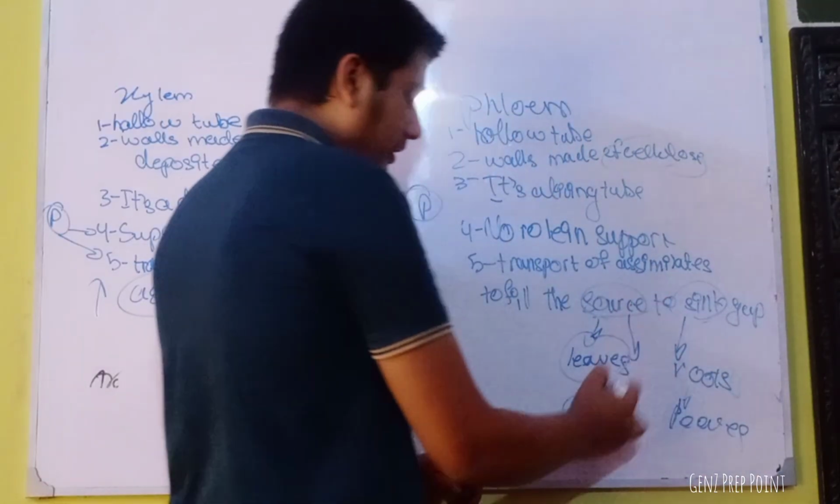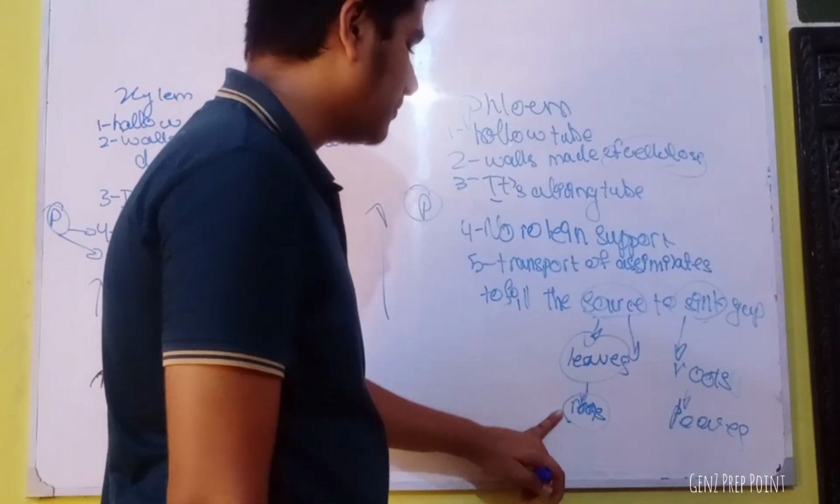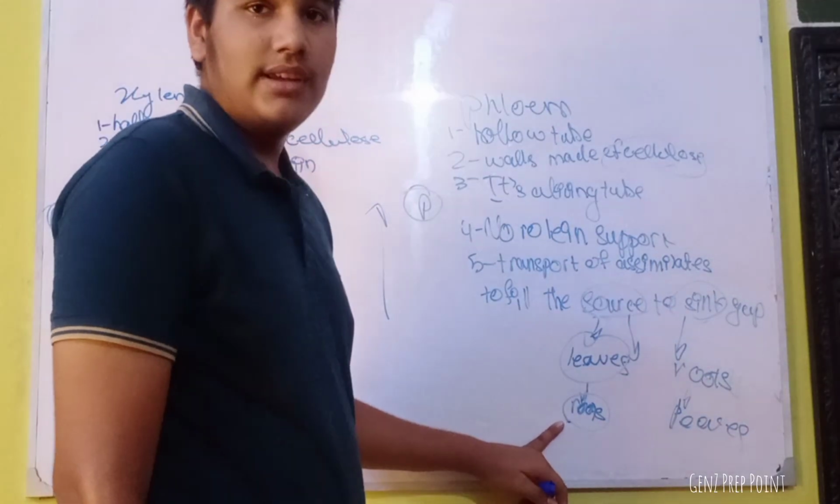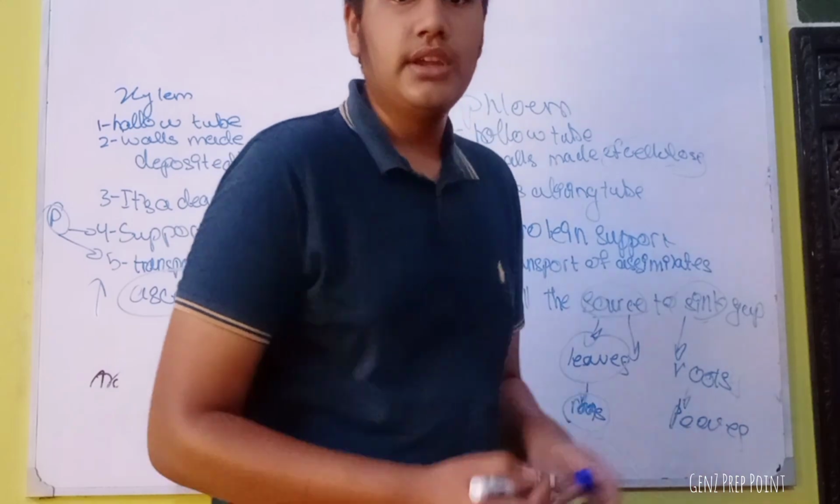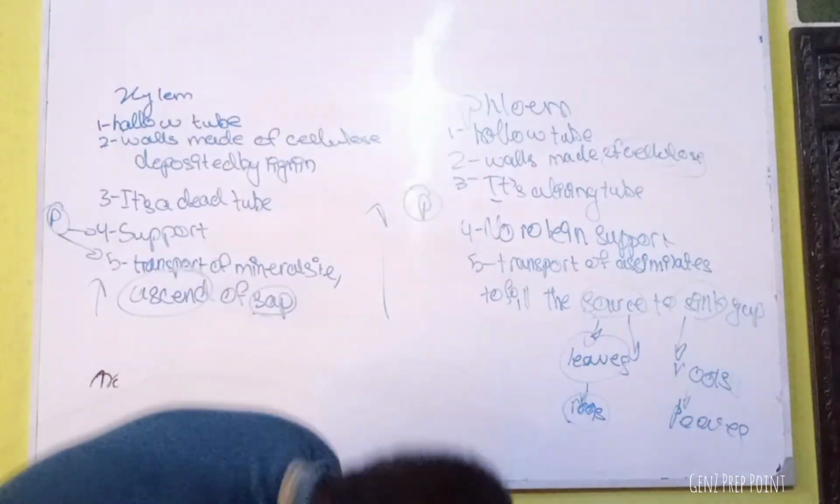So now what's the role? Which part becomes the source? Roots. Which part becomes the sink? Leaves. So I hope you all understand this talk.